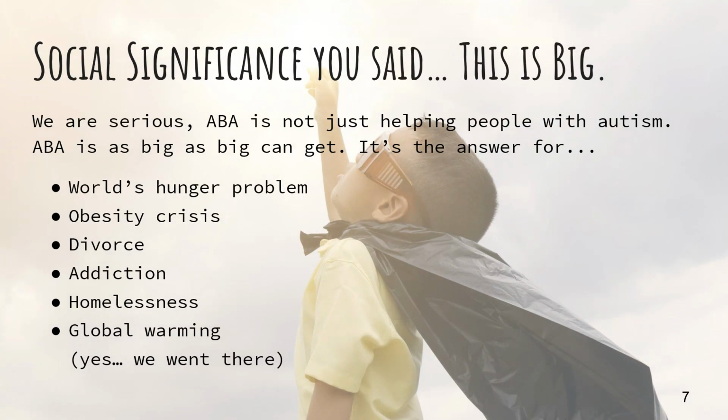Applied behavior analysis has some of the most effective and simple tools for promoting change out there. And we're serious. ABA is not just helping people with autism, although we're very good at doing that. It's big, and it's the answer for a lot of society's problems. Just look at the world hunger problem, for example. 12.9% of people in the world are considered undernourished. That's like 800 million people.